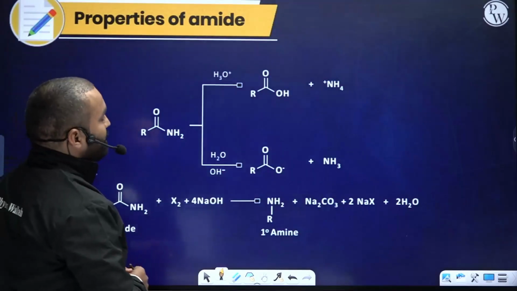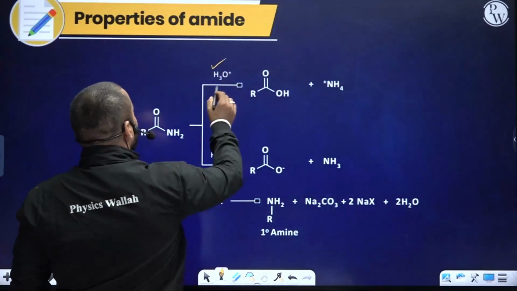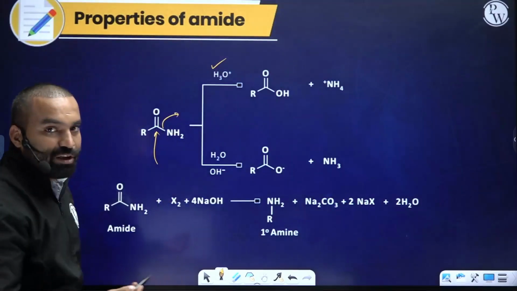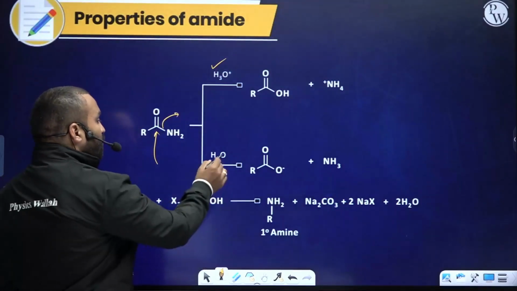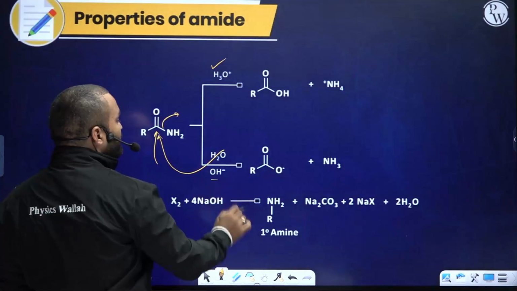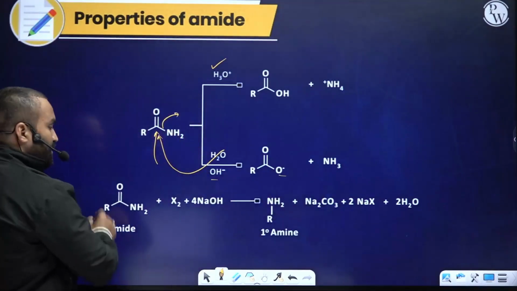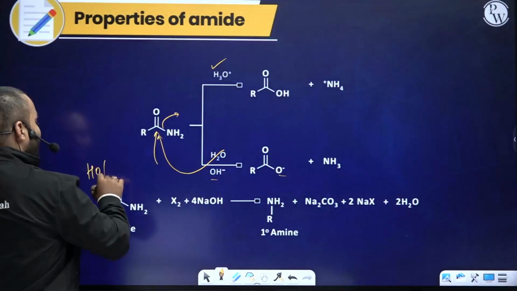Now amides can be reacted with water. Water will attack over here and NH2 has to leave. NH2 is a better leaving group. Water can also come and attack here in the presence of OH minus. This forms a salt. This reaction is known as Hofmann bromamide degradation.